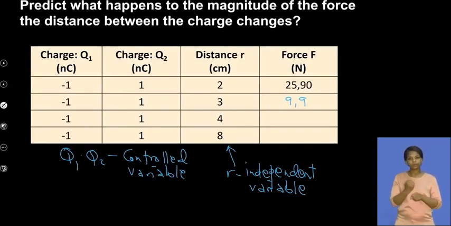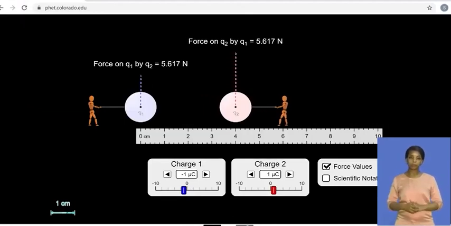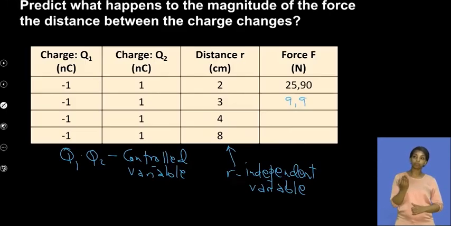Let's see what happens. If we go back to the simulation, now the distance must be 4 centimeters. I think we can almost predict. Now it's 5.617. Okay, we go back, 5.62 newtons. I think you can immediately pick up the trend. The greater the distance between the charges, the lesser the force becomes. Okay, are we on to something?